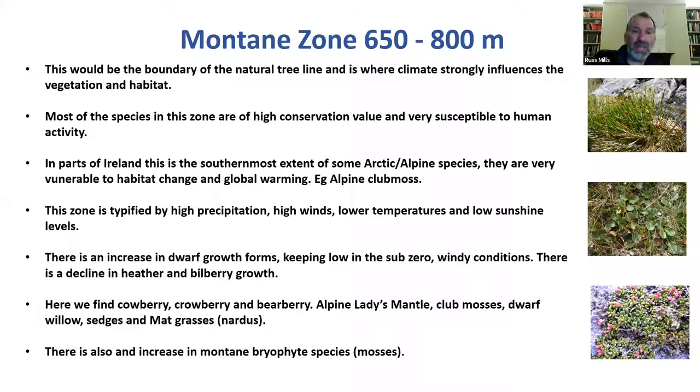It's been clipped by the wind. The wind is preventing it from growing. So you get an increase in dwarf growth forms, which keep low in the very cold, windy conditions. So you won't see much heather or bilberry on those mountains we were mentioning. But you will find the change here is you'll find cowberry, crowberry, bearberry, alpine lady's mantle, club mosses, dwarf willows, sedges, and mat grasses, all plants that are tough and can grow in these conditions. And you'll also find moss species that are more adapted to growing in these conditions.